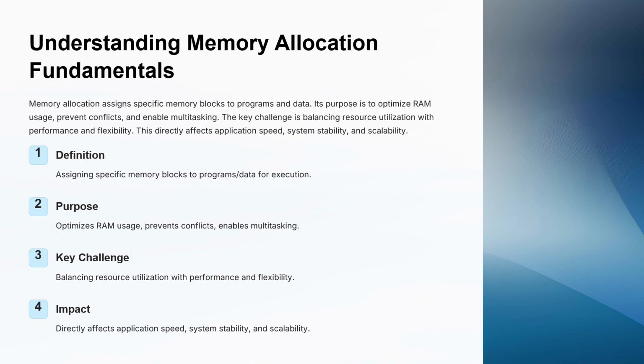Memory allocation is the process of assigning blocks of memory to programs or data for execution. Every time you open a software or run a command, it needs RAM, and the operating system decides how much and where. The goal is to optimize RAM usage, avoid conflicts between processes, and enable multitasking. However, the challenge is to balance resource utilization with system flexibility and performance. Poor memory allocation can slow down applications, cause system instability, or even lead to crashes of your system.